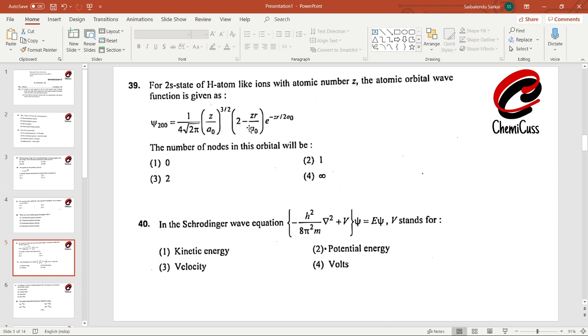For this value we have one node at a distance from the nucleus r equal to 2a0 by Z. So there will be one node for the 2s state of a hydrogen-like atom.